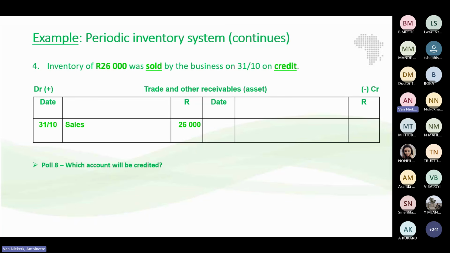Okay, which account will be credited? We already know trade and other receivables is not applicable. So which account is left?